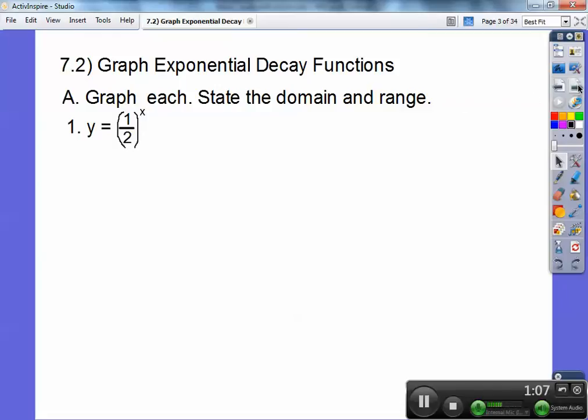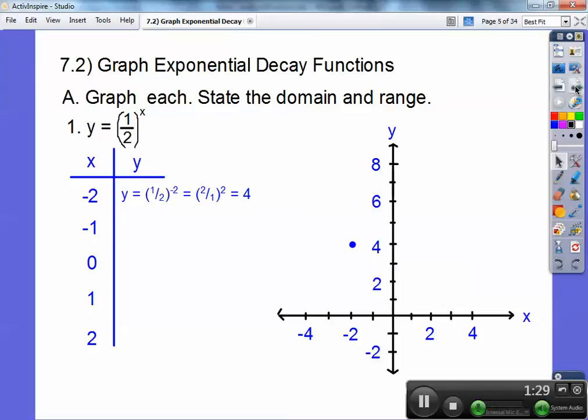Okay, I'm going to start off by graphing a t-chart. We did this at the beginning of the growth function on the last lesson. So when I plug in -2 right here, and when you have a fraction being raised to a negative power, you flip the fraction and it becomes a positive power. So 1/2 to the -2 is the same as 2 over 1 to the positive 2, which is 4. 2 squared is 4. So when x was -2, I go to the left 2 and I get y equals 4. So I go up 4 right there.